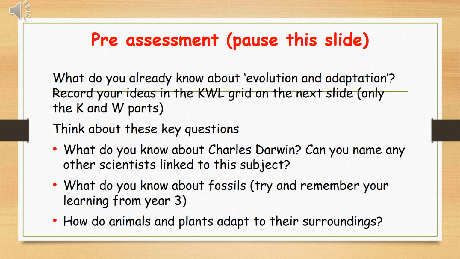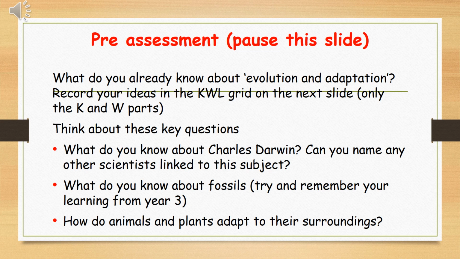So as this is a new unit, we need to start by doing a pre-assessment. So what I'd like you to do is fill out a KWL grid all about what you already know about evolution and adaptation. You only need to think about the K and the W parts, and we will fill out the L grid when we have completed the unit.